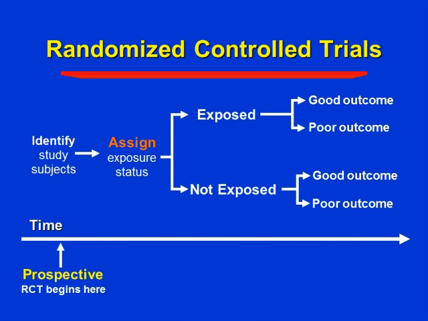So a randomized controlled trial is essentially the same thing as a cohort study. The difference is that you're assigning their exposure status rather than simply observing and selecting people based on an exposure that's already happened. You start with people, all of them have not been exposed, and then you randomly select which ones get the exposure and which ones don't.